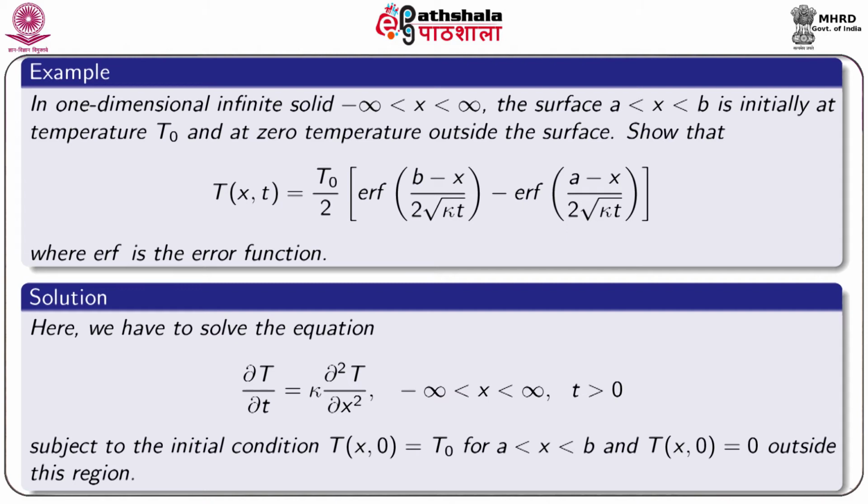So, the problem can be stated as: we have to find the function capital T which satisfies the one-dimensional heat equation, which is written here, subject to the initial condition T(x,0) equals T0 for a less than x less than b, where T0 is some constant, and T(x,0) equals 0 outside this region.